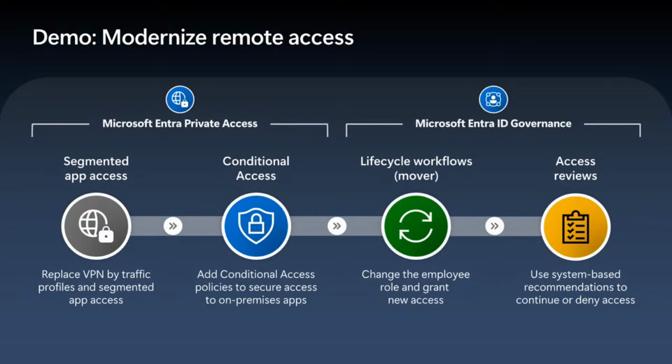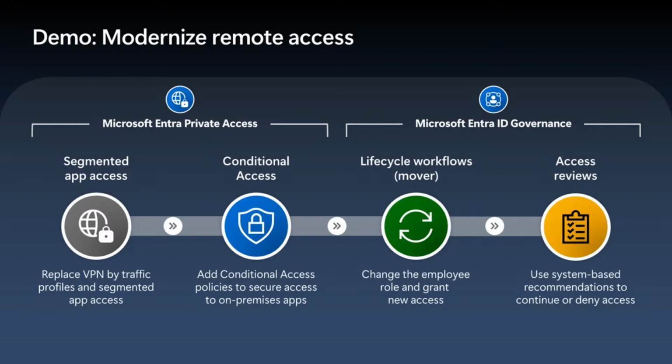When you're extending modern cloud protection to on-premises applications, the first thing you need is private access. We'll show you how you can replace your VPN by enabling the private access traffic profile and configuring segmented enterprise apps. We'll see where the traffic forwarding profiles are enabled, how to set up connectors, how to configure enterprise applications, and then we'll highlight how you can add network controls to your conditional access policies and use conditional access policies to protect on-premises applications with phishing-resistant MFA and device compliance.